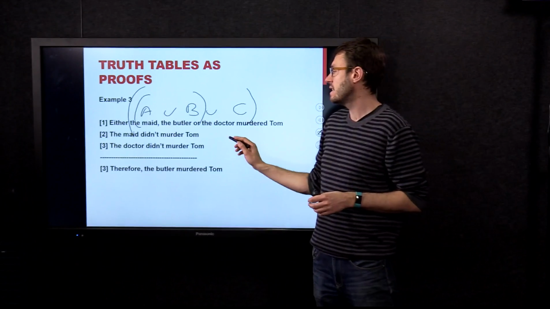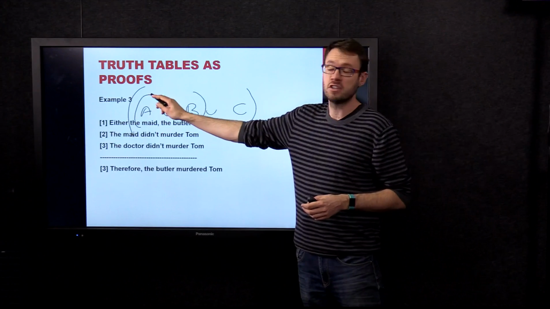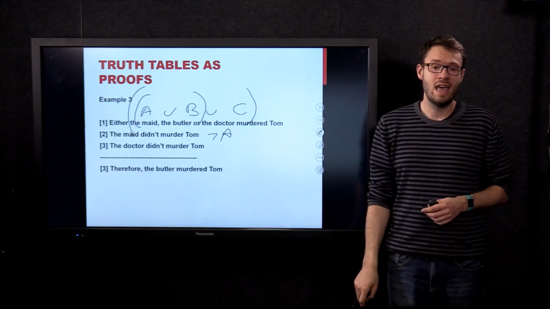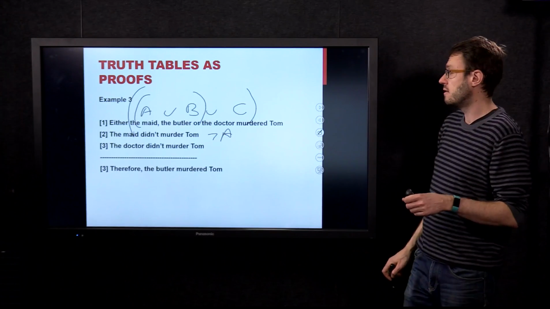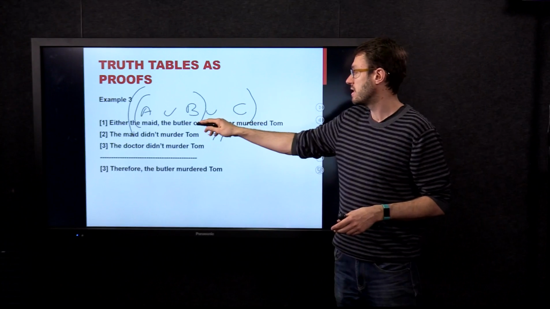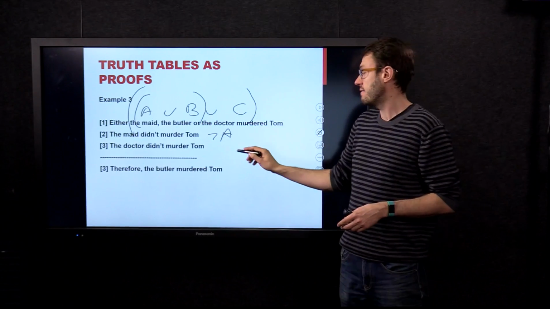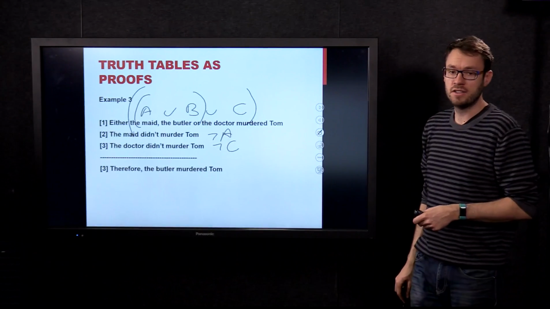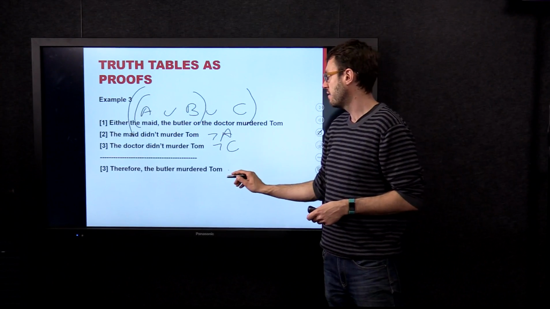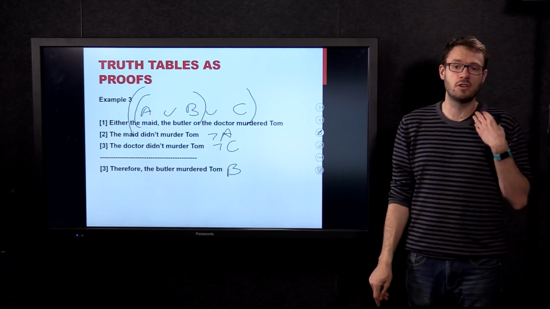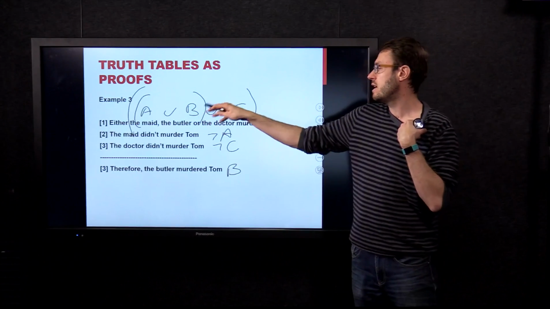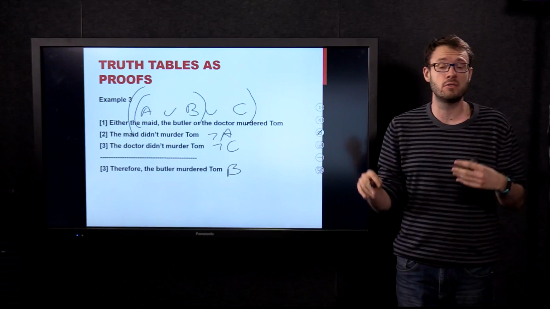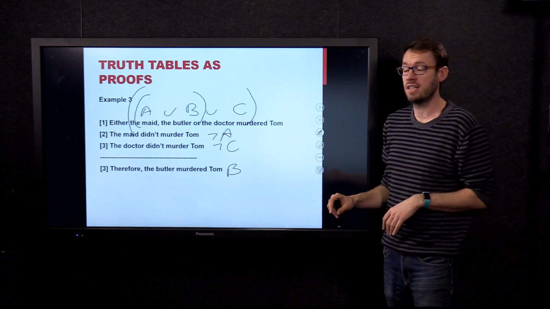The second premise, the maid didn't murder Tom. Well, we've said that the maid murdered Tom is A. This is the negation of A, so we're going to say not A for that second premise. And then for the third premise, the doctor didn't murder Tom, we're going to say not C because we've said that C is that the doctor murdered Tom. And then the conclusion is that the butler murdered Tom. So we can conclude from this that B is true. Okay, and that's the logical structure of the argument. Either A or B or C, not A, not C, therefore B. So what we're going to do now is put this into a truth table and test the argument to see if it's valid.